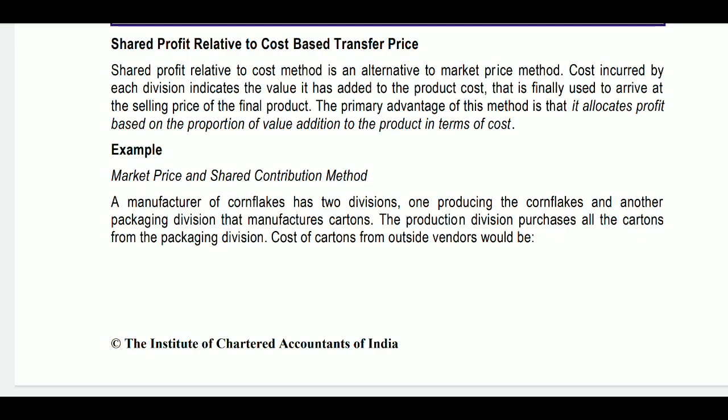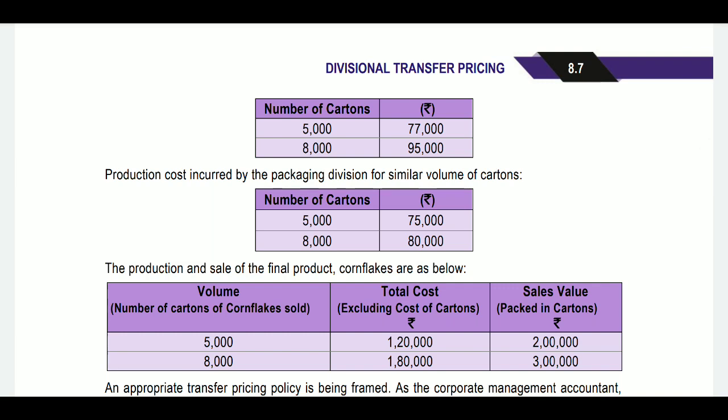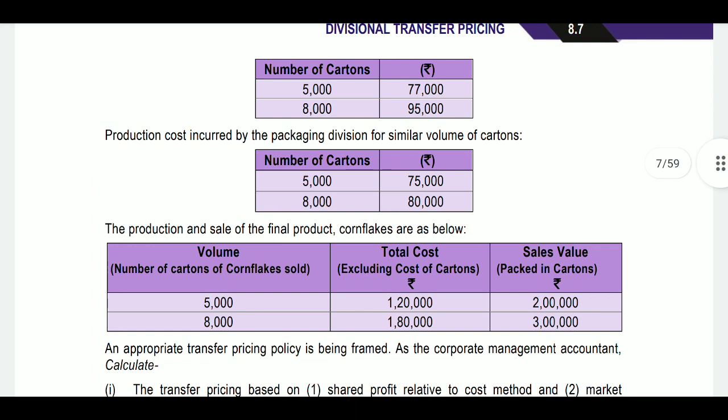Next, production cost incurred. For the number of cartons, 5,000 and 8,000, the cost is 75,000 and 80,000. So this is related to the cost method, that is, the cost based transfer price. First one is the market price, next is the cost price, and next is whatever they produced and what amount they sell. Total cost was 1,20,000 and 1,80,000. Next, the sale value will be 2 lakhs and 3 lakhs.